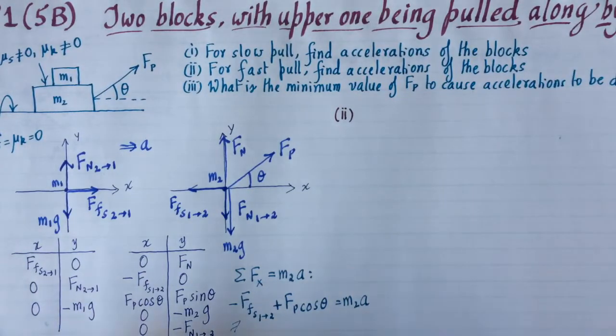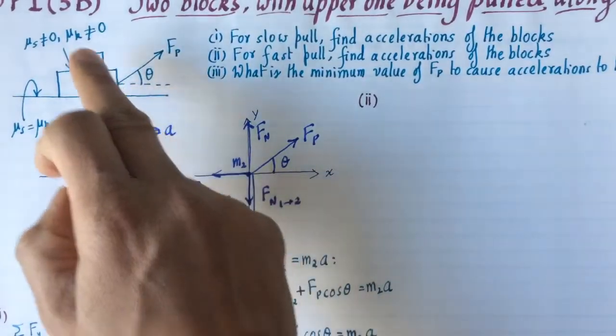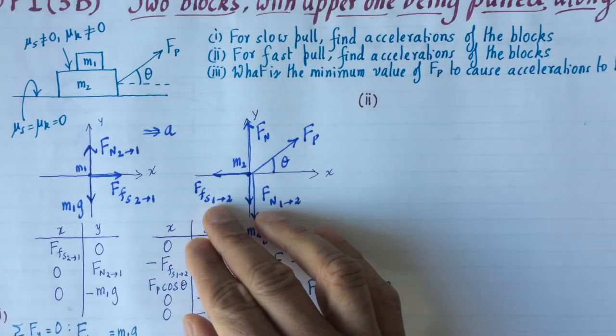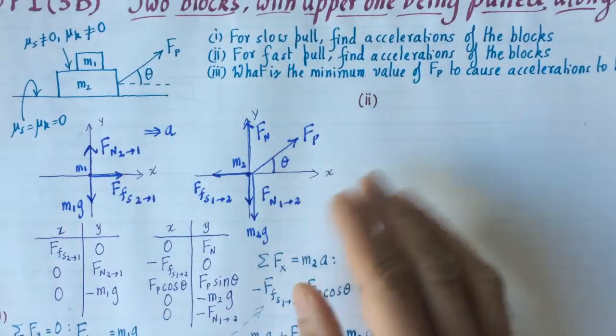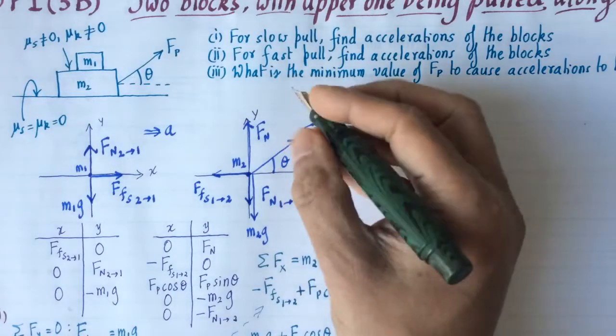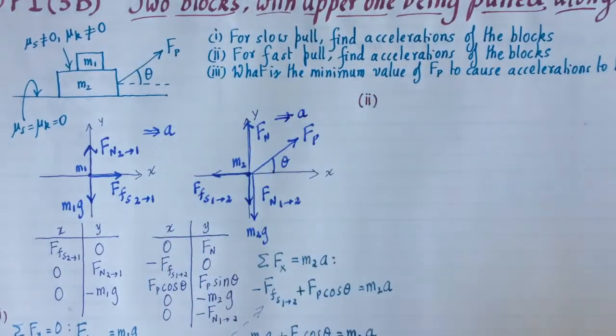For fast pull, the only thing you would need to do is remember that there's going to be now relative motion between this and this, so you only have to change the static to kinetic, and then the accelerations are going to be different. Instead of the same acceleration for both of them, you're now going to have A1 for this and A2 for this. So let's make a note of the changes.